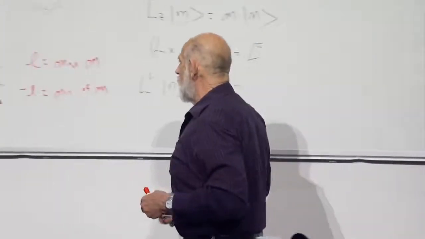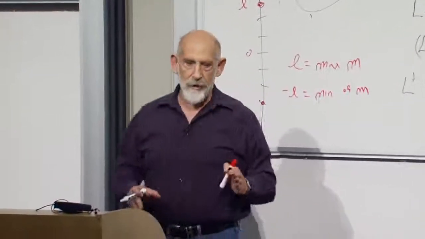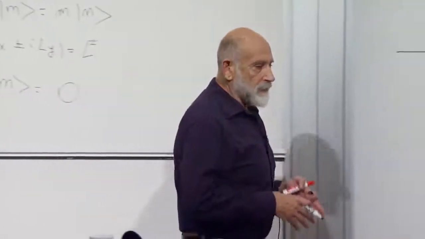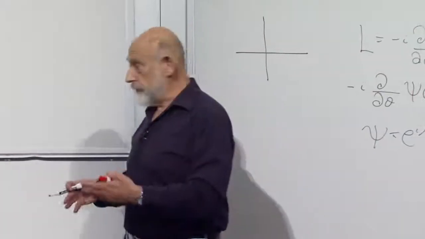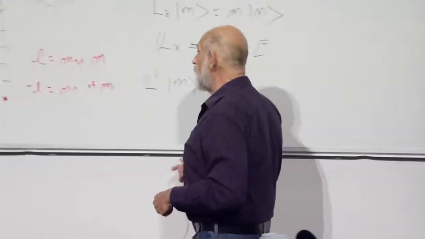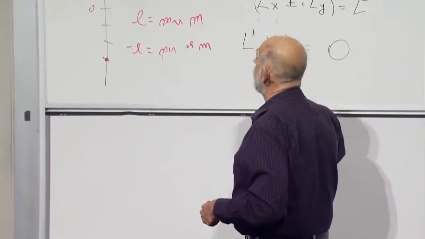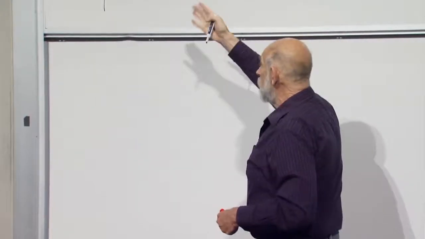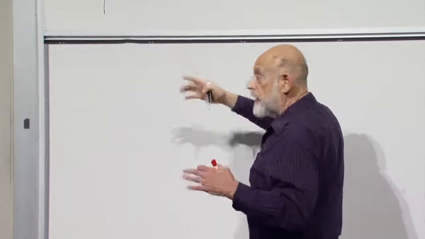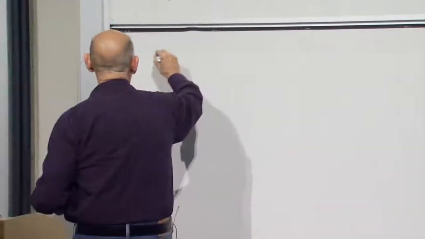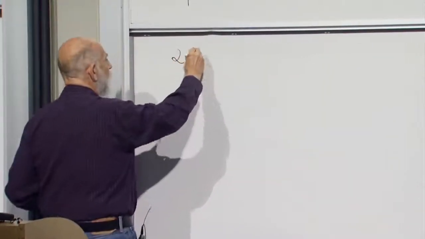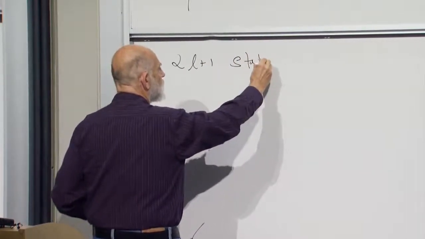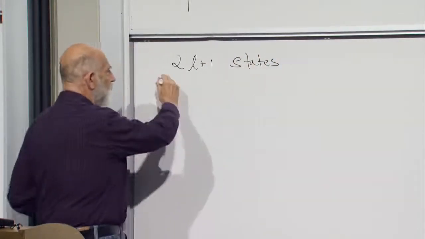Okay? So a multiplet, a collection of states of this type, is characterized by a given value of L, and has typically 2L plus 1 states. 2L plus 1 states. That's the first thing we find.